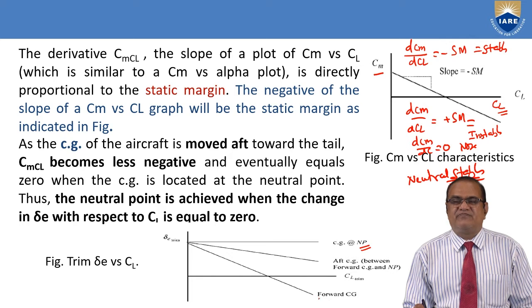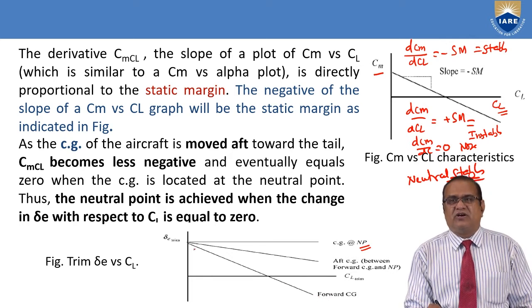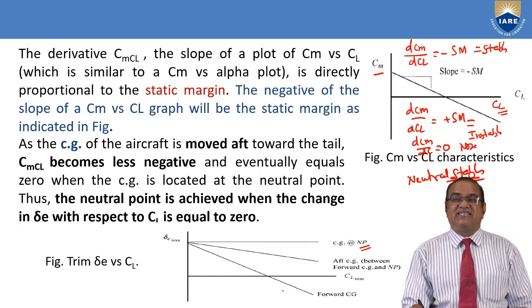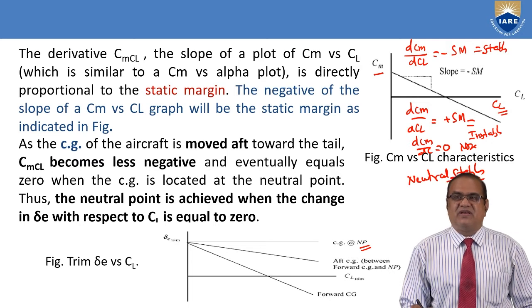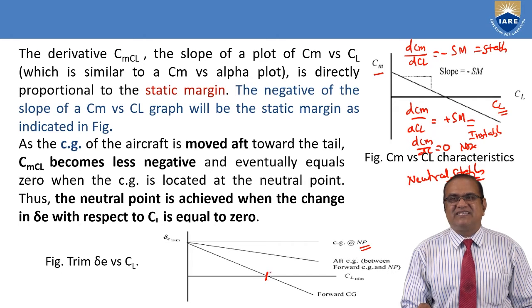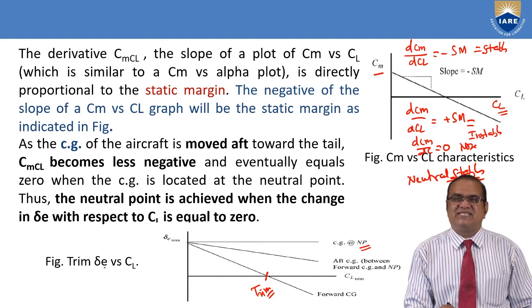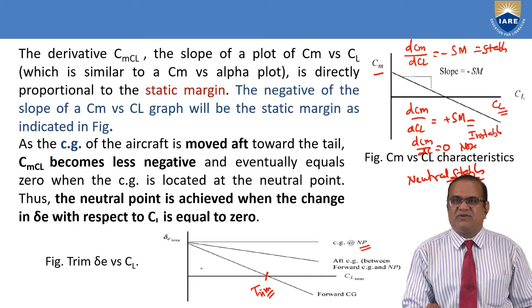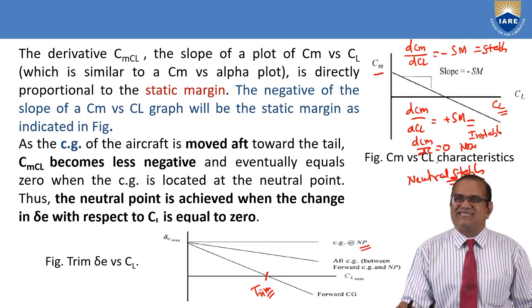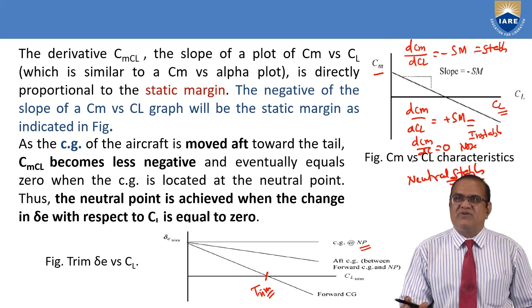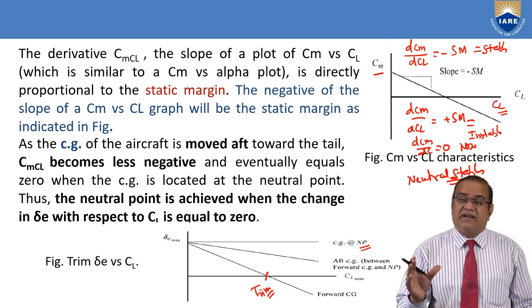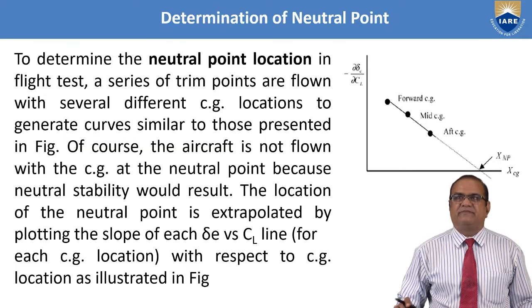And if the CG is forward, the slope will be very high. As the CG is going ahead, the slope of delta E trim will be very high. And so you can find out that at this condition, a trim condition is achieved. So in this way, in the delta E trim versus coefficient of lift plot, and here the Cm versus CL characteristics of the aircraft, we can find out how much trim angle of the aircraft is required.